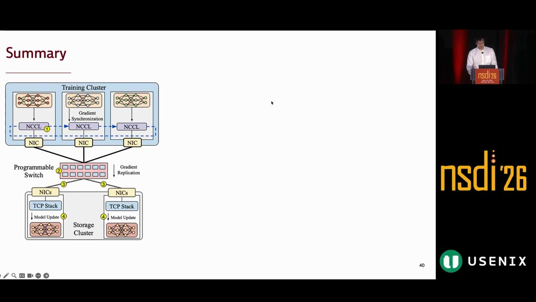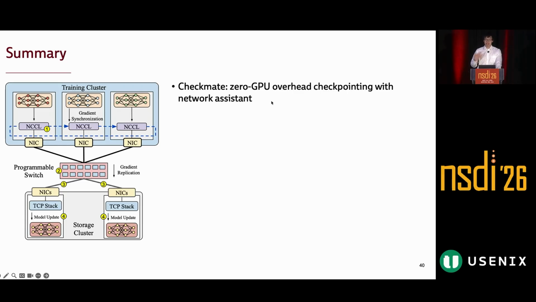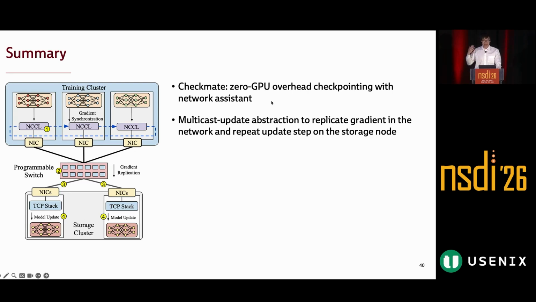That concludes this talk. In summary, we have developed Checkmate that provides zero GPU overhead checkpointing with network assistance by using the new multicast update abstraction to replicate gradients in the network and repeat the update step on the storage node. Compared to existing systems, Checkmate provides 5 to 34.5 times more frequent checkpointing or achieves 1.3 to 6.5 times throughput at identical per-iteration checkpointing frequency.